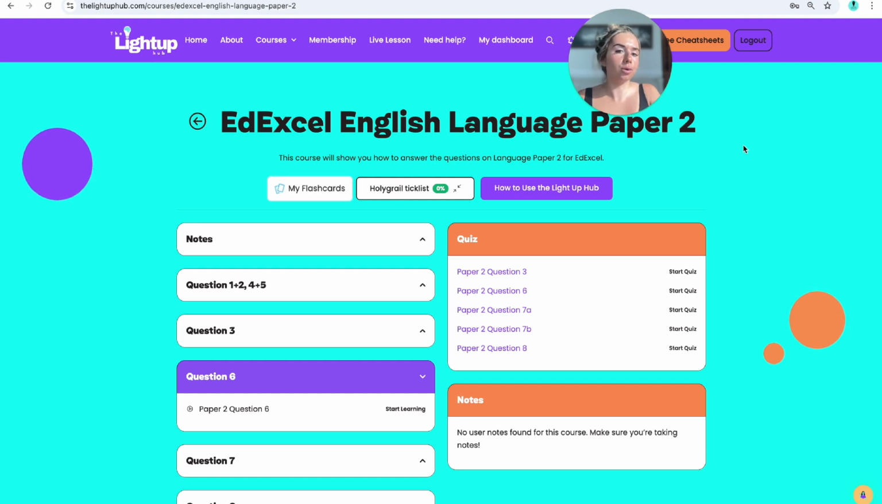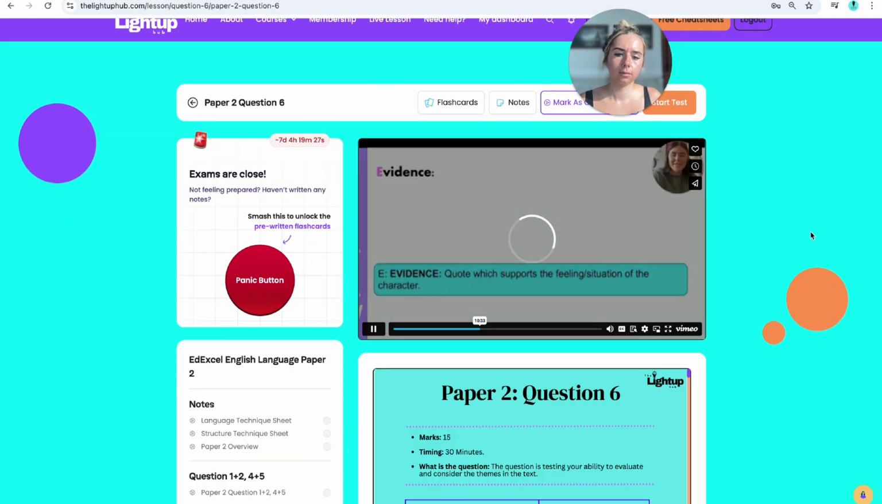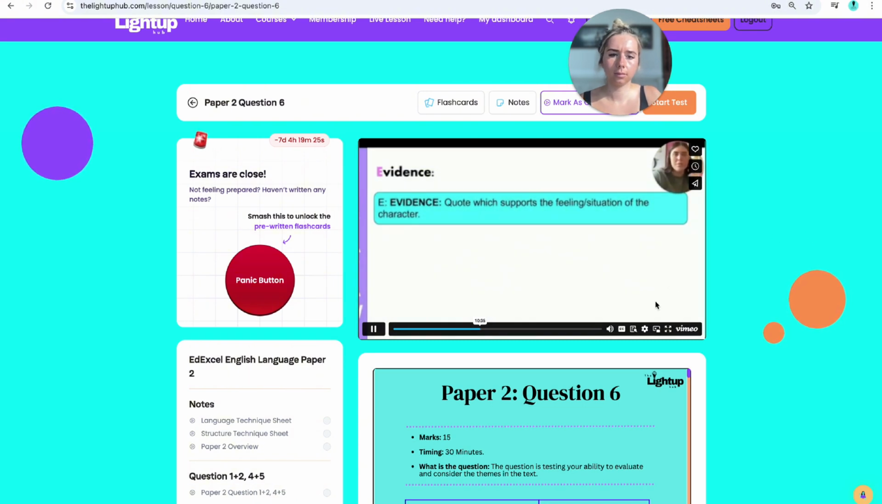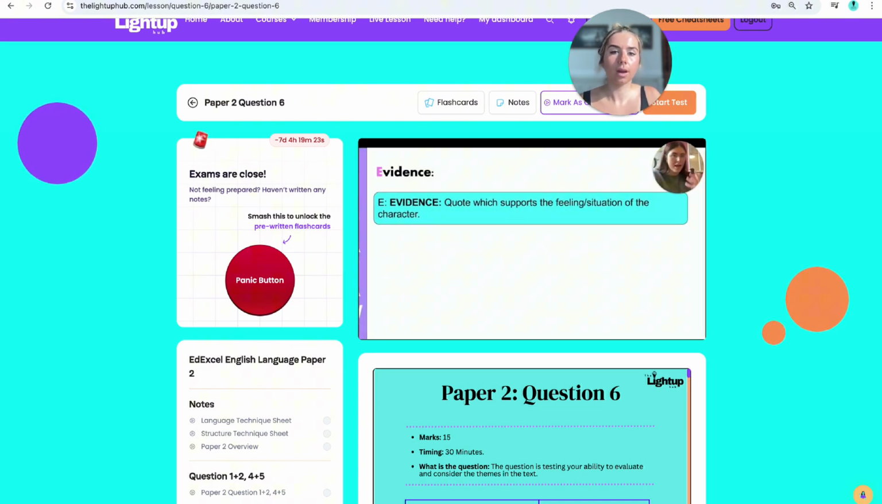So, for example, if we went on the light up here and we went on to paper 2, question 6. So I'm picking a quote which supports the feeling. And you'll see we literally break down every single part of the structure. We show you how to do it. Then we give you a model example so you can see how to write it up. And I promise you, that is the way to boost your English language grade.